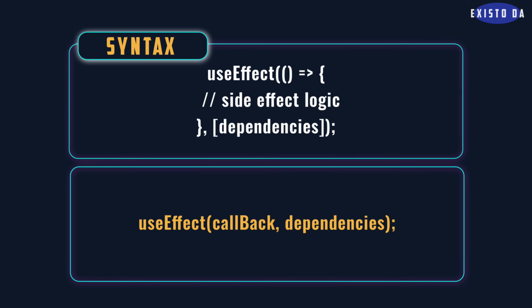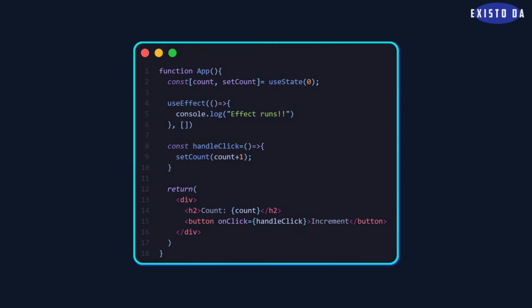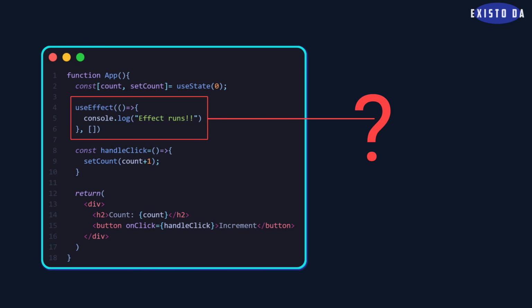Effect syntax is divided into two parts, callback function and dependency array. Here is an example of useEffect. Now let's understand how it behaves.